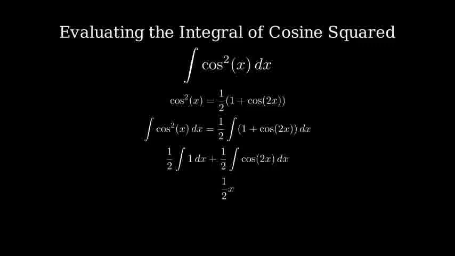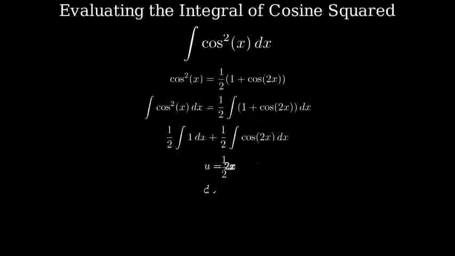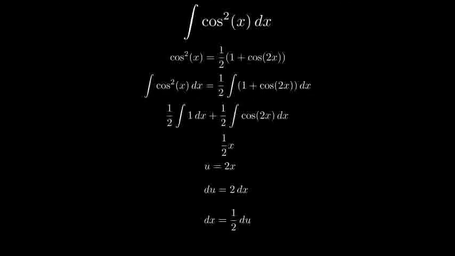Now let's look at the second integral, cosine of 2x with respect to x. We will use a simple substitution. u equals 2x, making du equal to 2 dx. We'll have dx equal to half of du. Using this substitution, our integral of cosine of 2x becomes the integral of cosine u times 1/2 du.